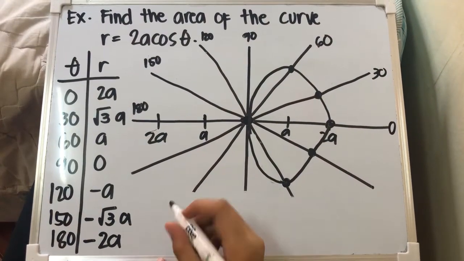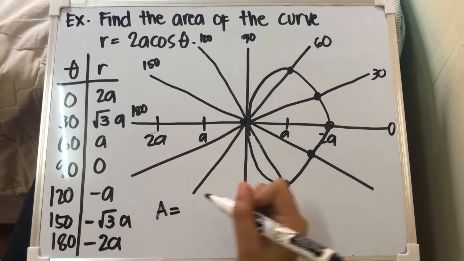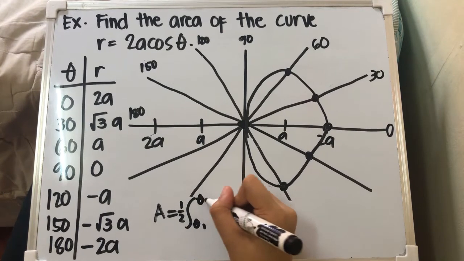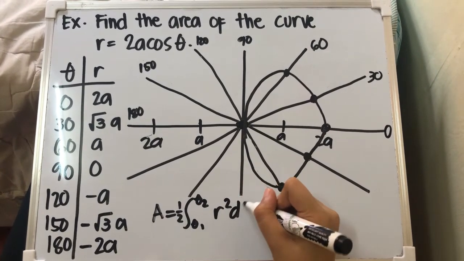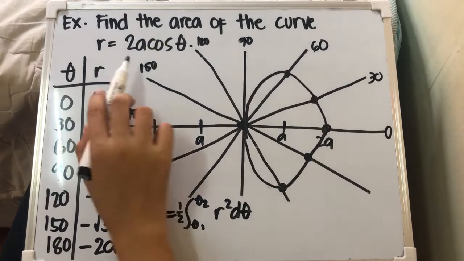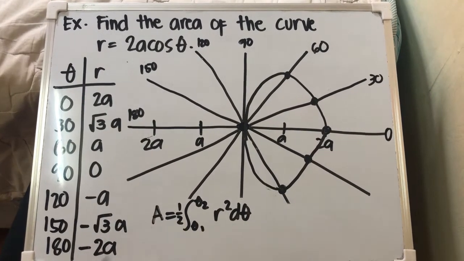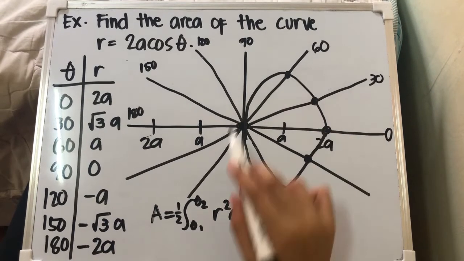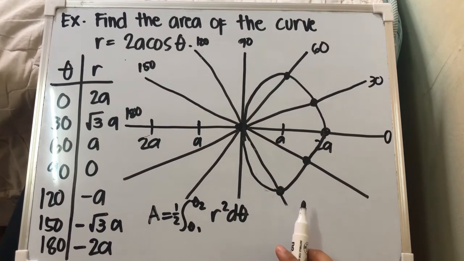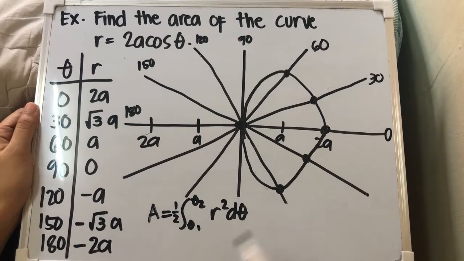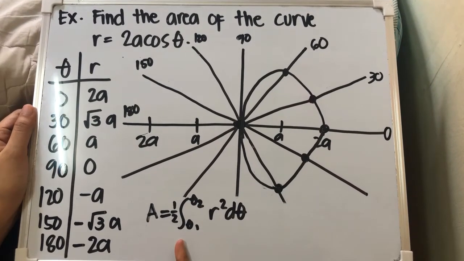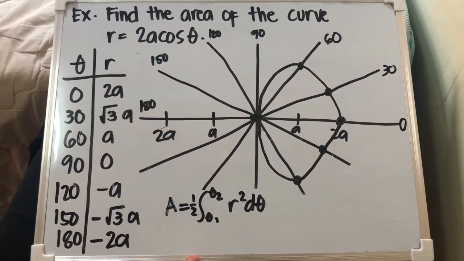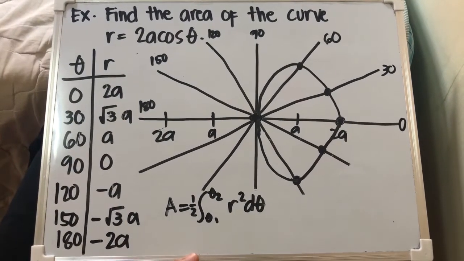Now, as we know, the equation of our area is equivalent to 1/2 integral from theta 1 to theta 2 of r squared d theta. And we know that our r is 2a cos theta. Now, how should we determine the lower and upper limits from our graph? To find our limits, we have to look at our graph.